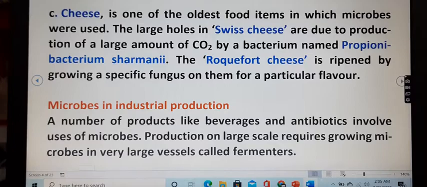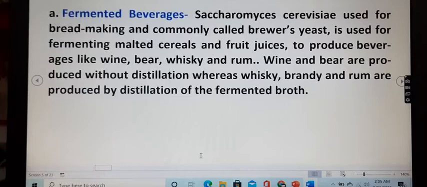So a number of food products like beverages and antibiotics involve the use of microbes. It means we are using microbes in the synthesis of antibiotics and in the production of beverages. When we use them on an industrial scale, we are producing them in large quantity, and production on a large scale requires growing microbes in very large vessels called fermenters. Now, beverages are there in our syllabus.